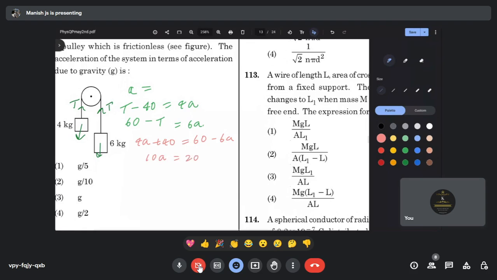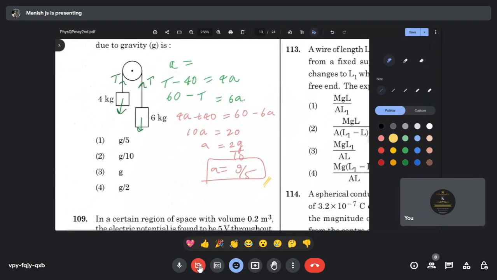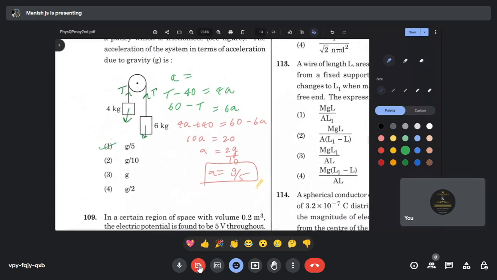You get it as 20, right? Yes, sir. Then a is equal to 20 upon 10, which is 2. So in terms of g, you will get it as 2g upon 10, which is nothing but g by 5. So this is the answer. The answer is g by 5, so option 1. Simple. This is how you solve this question.